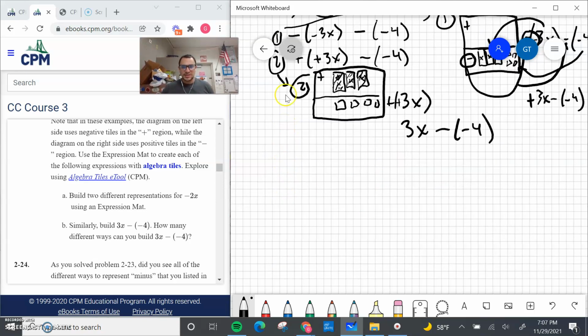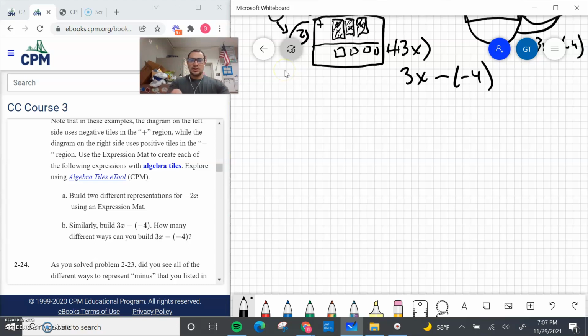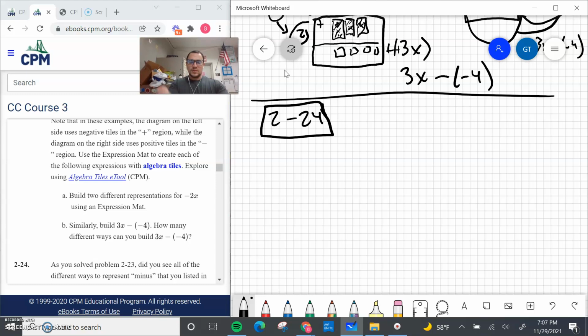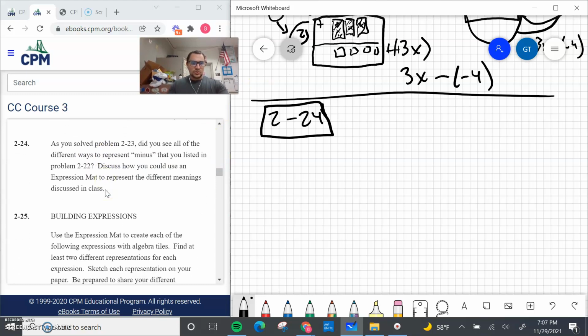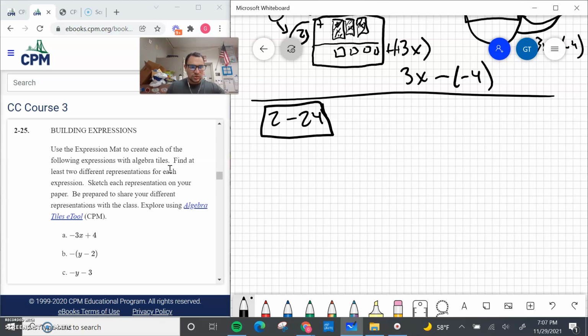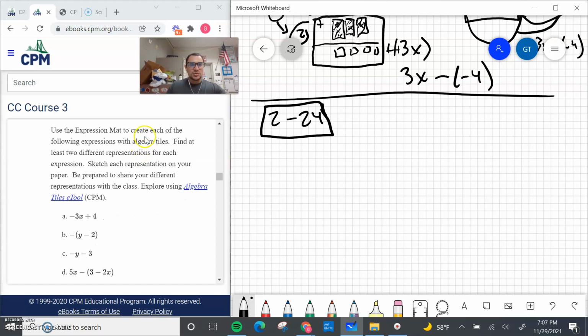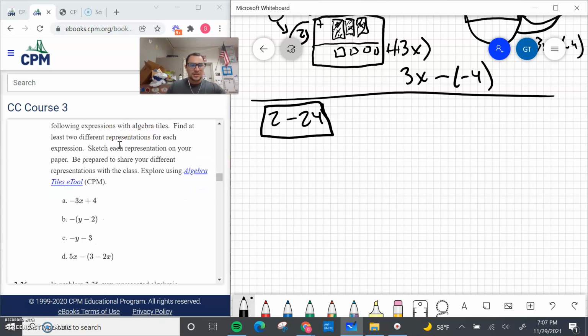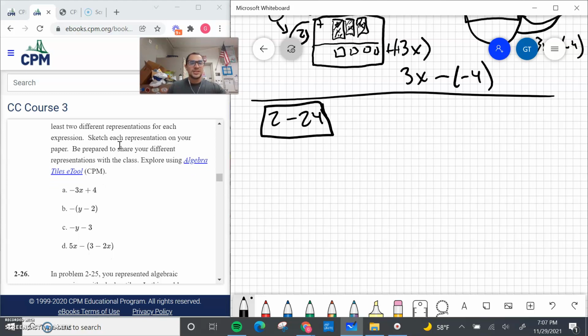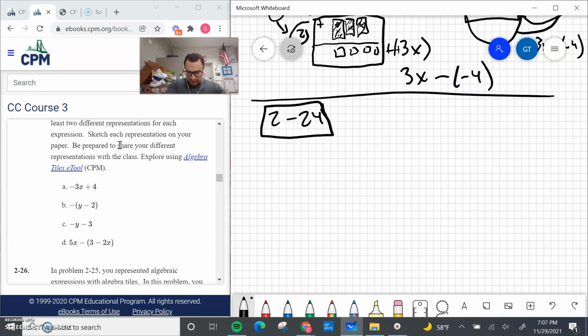But for time purposes, we are going to go on to the next one, which is, oops, shouldn't have done that, but 224. And we are going to, did you see all the different ways to represent minus that you listed in problem 222? Or actually, we didn't do 222, so we're going to skip that and go to 225. Use the expression mat to create each of the following expressions with algebra tiles. Find at least 2 different representations. Perfect. So this is what we're going to do right now. A, negative 3x plus 4.